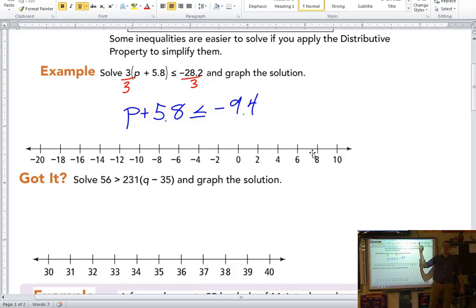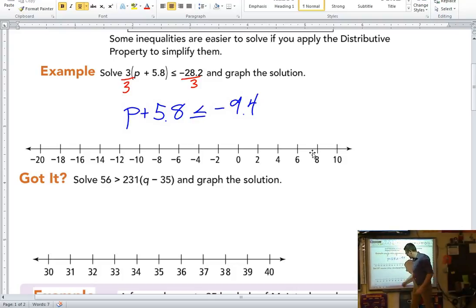Now, we only have one step left. Because think about this. If I had distributed, that would have been one step. Then I would have gotten rid of my constant, that would have been one step. Then I would have gotten rid of my coefficient, that would have been another step. And I would have had at least 3 steps to do. Here, I did one division, and now, Julian, what's the last thing I need to do? Subtract by 5.8, 2 steps, and we'll be done.